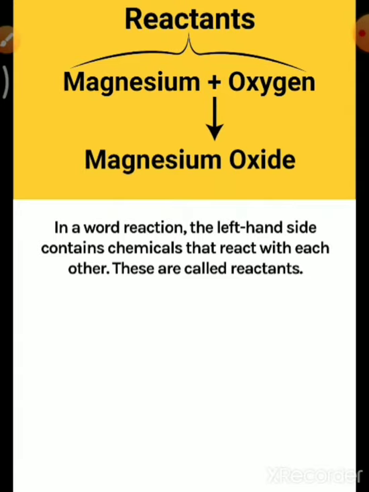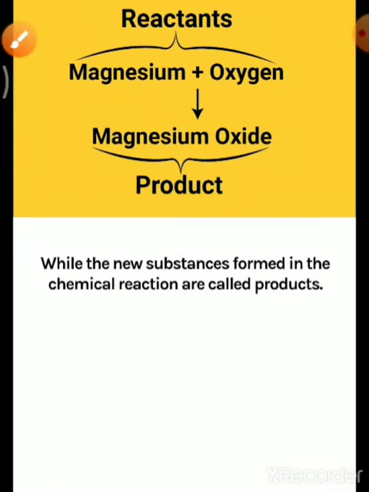The left side of the reaction is called the reactants and the right side of the reaction is called the products. In a word equation, the left hand side contains chemicals that react with each other, that is called reactants, while the new substances formed in the chemical reaction are called products.